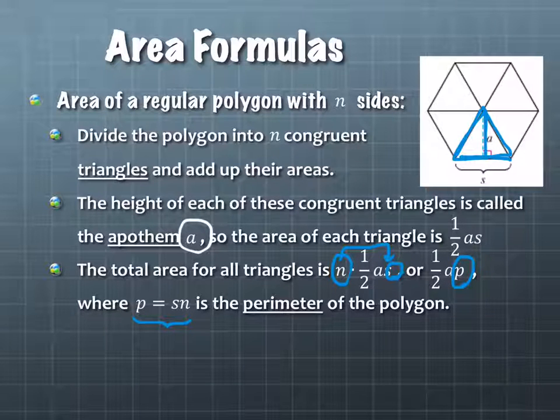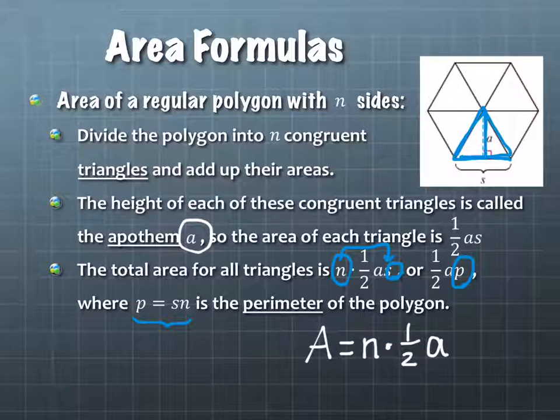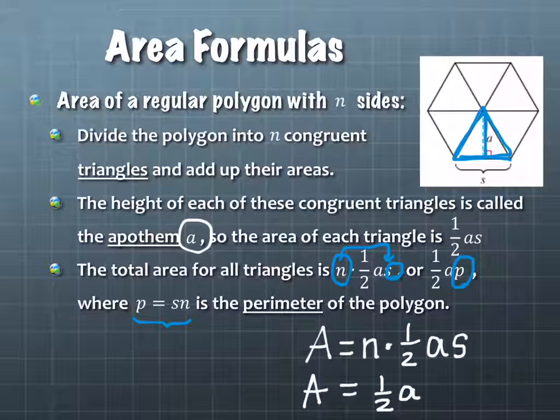So there's really two different formulas here that you could use. One of them says the area of the whole thing, let me write that down, the area equals n times 1/2 times a for the apothem times the side length s. The other formula says you could just do 1/2 of the apothem times the perimeter of the polygon. So these are the same formula, they're just expressed or thought of slightly differently, and you can use either one of them. Whatever makes the most sense to you is fine to use.